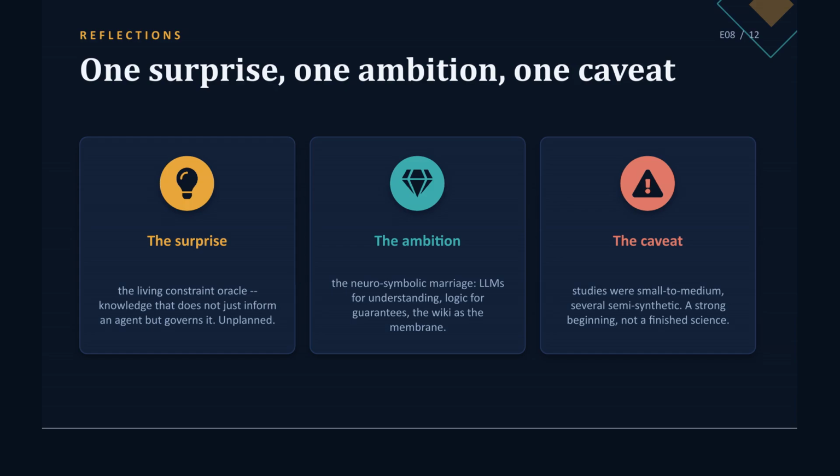And the most ambitious direction forward is the neurosymbolic marriage: language models for flexible understanding, formal logic for guarantees, the wiki as the membrane between them. But hold both of those lightly, because here is the caveat that colors everything: our studies were small to medium, and several ran on semi-synthetic data. Treat all of it as a strong beginning, not a finished science.